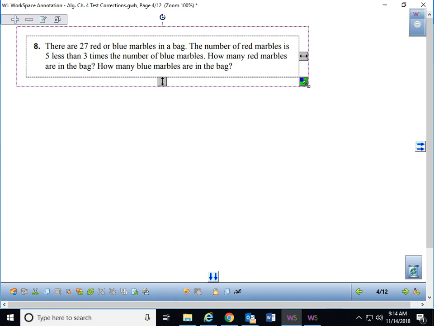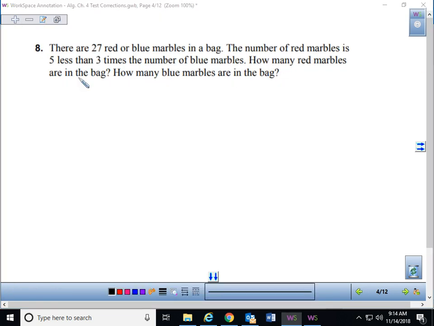So here we have question 8, and this says there are 27 red or blue marbles in the bag. The number of red marbles is 5 less than 3 times the number of blue marbles. How many red marbles are in the bag? And how many blue marbles are in the bag? Well, each sentence tells me a piece of information. The first one says there are 27 red or blue marbles. Well, I don't know how many red, I don't know how many blue, so these actually represent my variables. You guys know I like x and y, but I saw a lot of you use r and b, so I'll just do that with you.